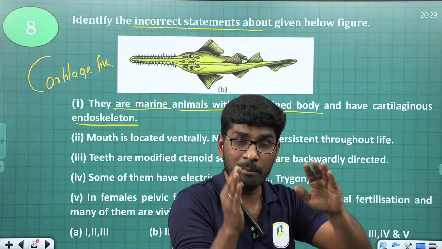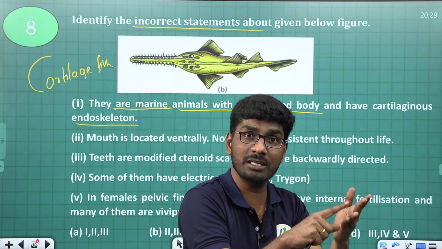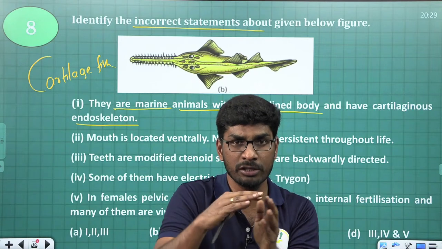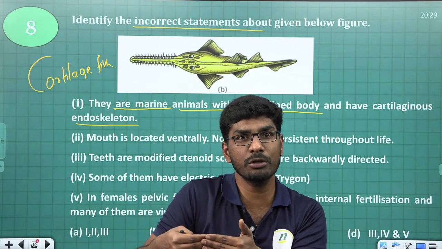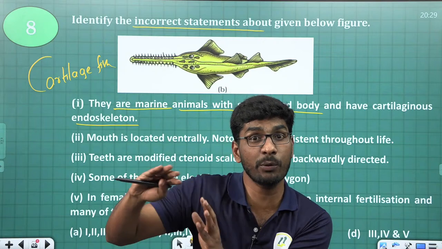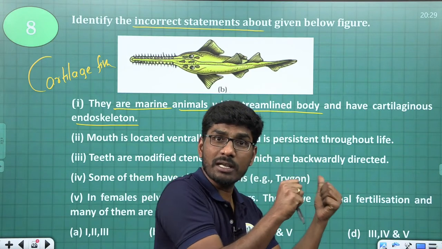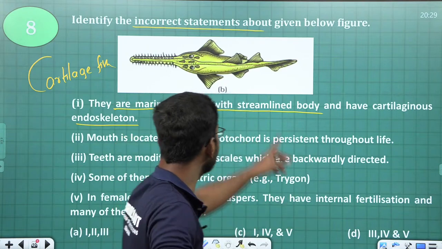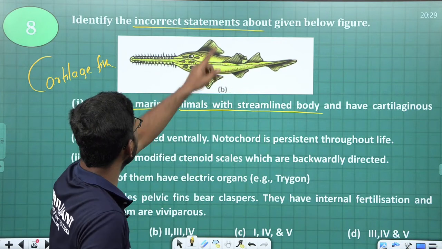In case of bony fishes, marine bony fishes are Exocoetus and Hippocampus. Freshwater: Catla, Channa, Rohu, Mrigala. This is all given. Aquarium fishes are also given, like Betta and angel fish. Fighting fish and angel fish are aquarium fishes. Cartilage fishes are completely cartilage, completely marine. That statement is correct. They are asking for the incorrect statement.